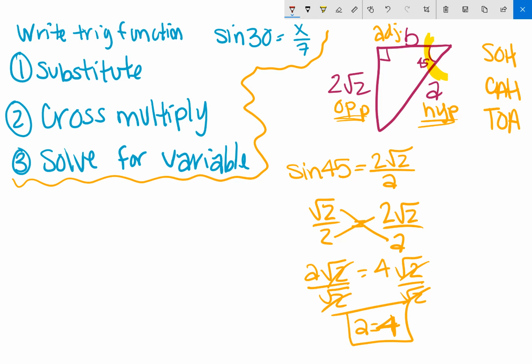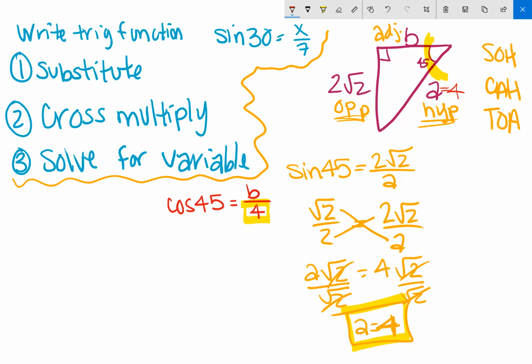Looking at that 45-degree angle, I could do cosine of 45 like I was saying, and cosine of 45 would be adjacent over hypotenuse. So my adjacent is B, and then my hypotenuse is A, but remember we found that value to be 4. So that 4 is the value I found for A. Just keep that in mind when you're choosing which trig function to use.